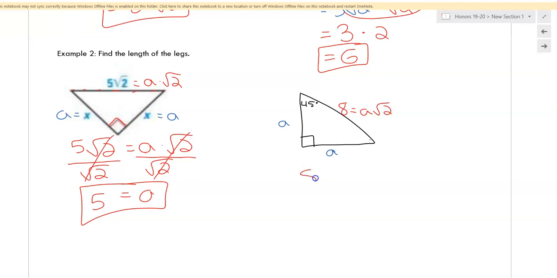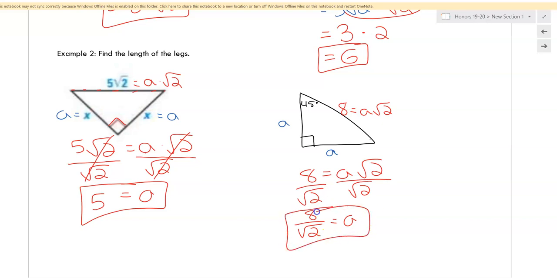So again, 8 equals A root 2. I'm going to divide both sides by root 2. So A equals 8 over root 2. Okay? And that's what our leg is. And that's okay to just leave it like that. Okay, we can't do like 8 divided by root 2 is not 4 or anything. Okay, only if they're both in a radical or both outside of a radical.